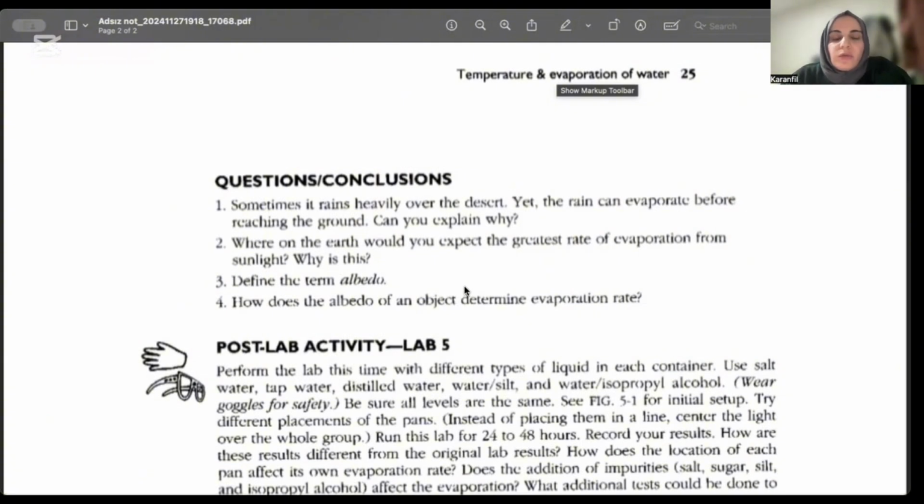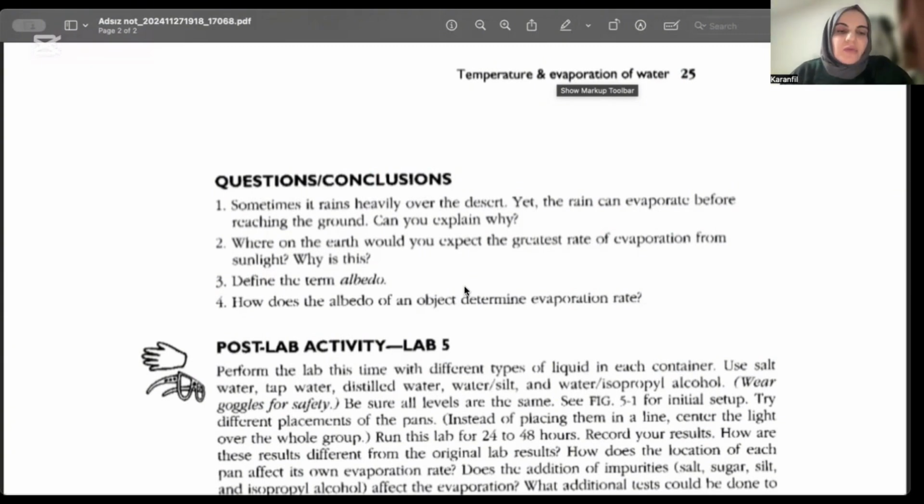Third question, define the term albedo. Albedo refers to the measure of how well an object or surface is able to reflect sunlight. It is expressed as a percentage, with higher albedo indicating greater reflectivity and lower albedo indicating less reflectivity.